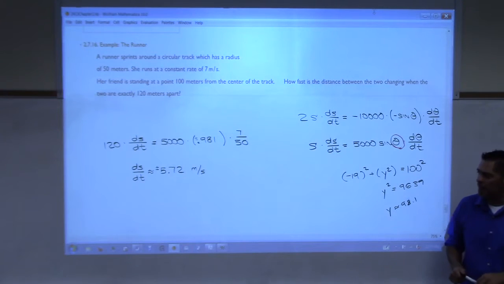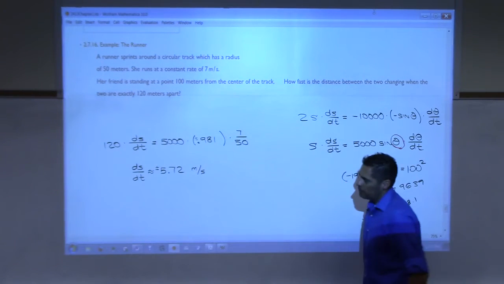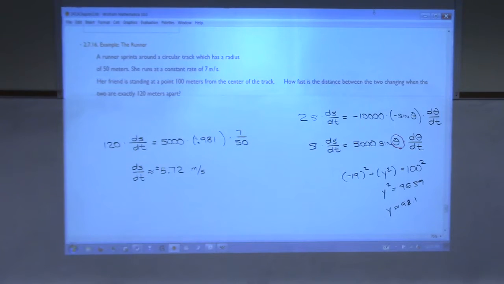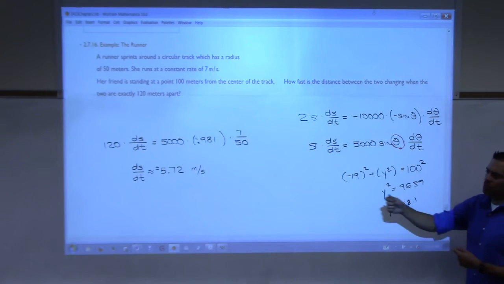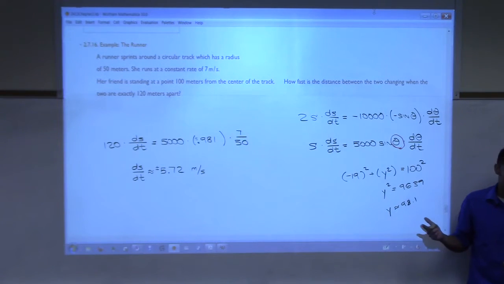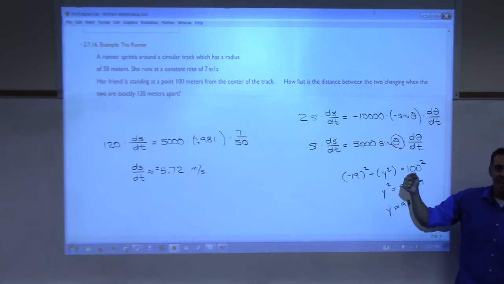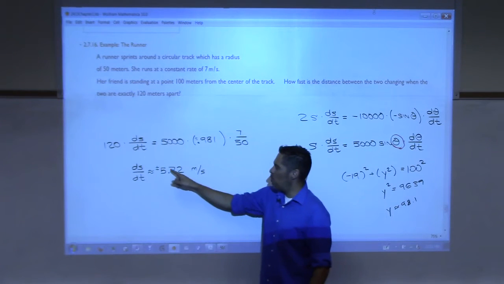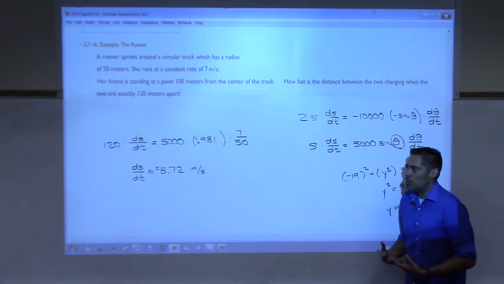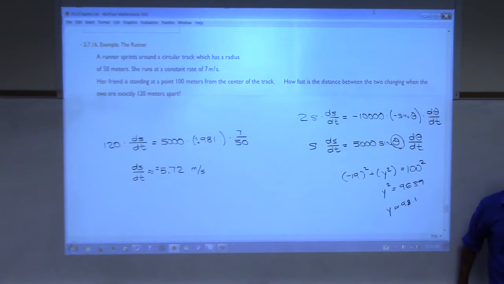Why do I feel good about that answer? It seems realistic. Look, if I'm watching this person run around the track, and she's running at 7 meters per second, what's the fastest she could ever be going away from me? 7 meters per second. But because she's going around the track, she'll never be going that fast away from me. So for this answer to be 5.72 meters per second, I feel good. If that would have come out and it said 15.72 meters per second, I messed up somewhere, right?